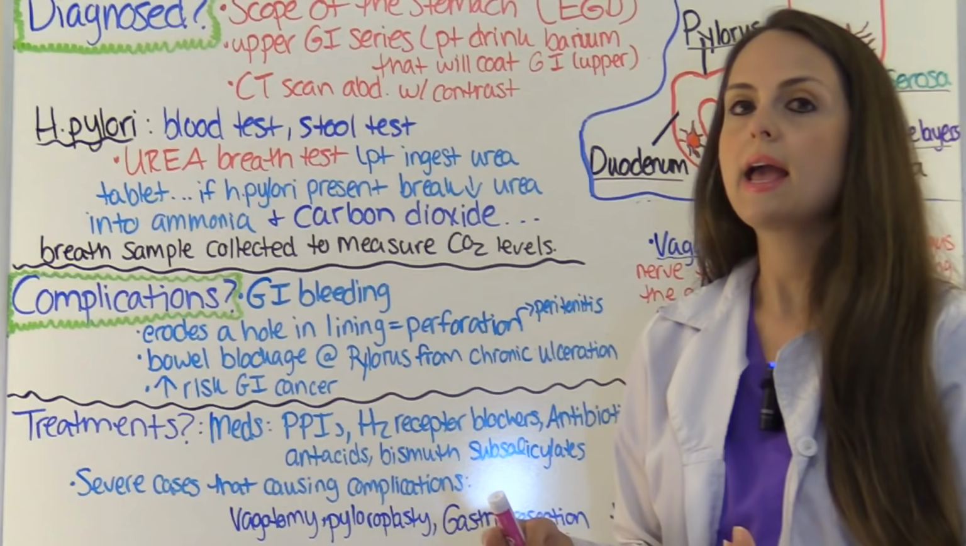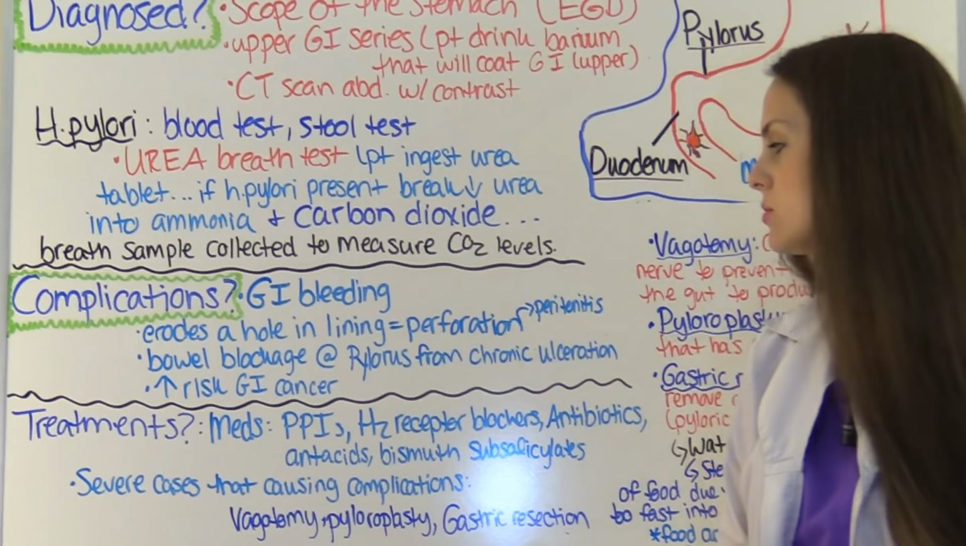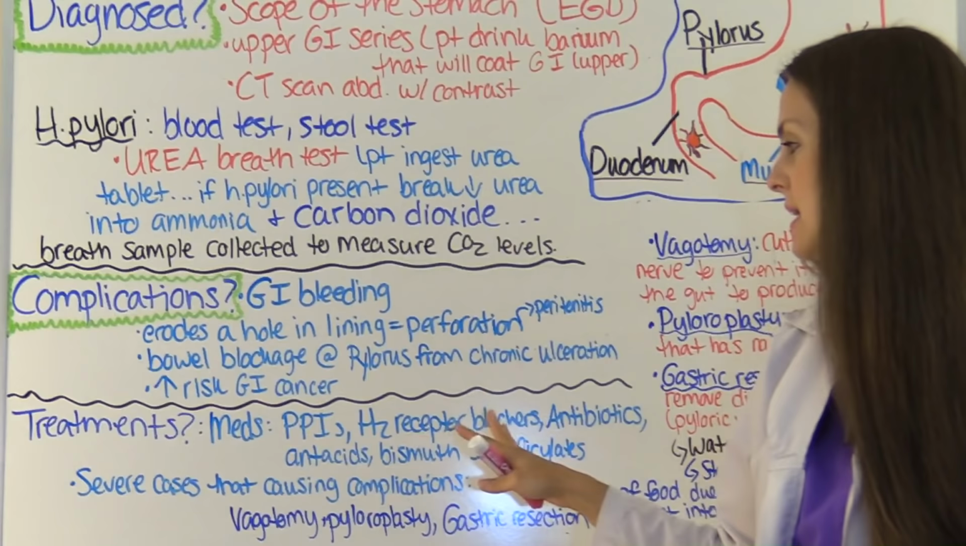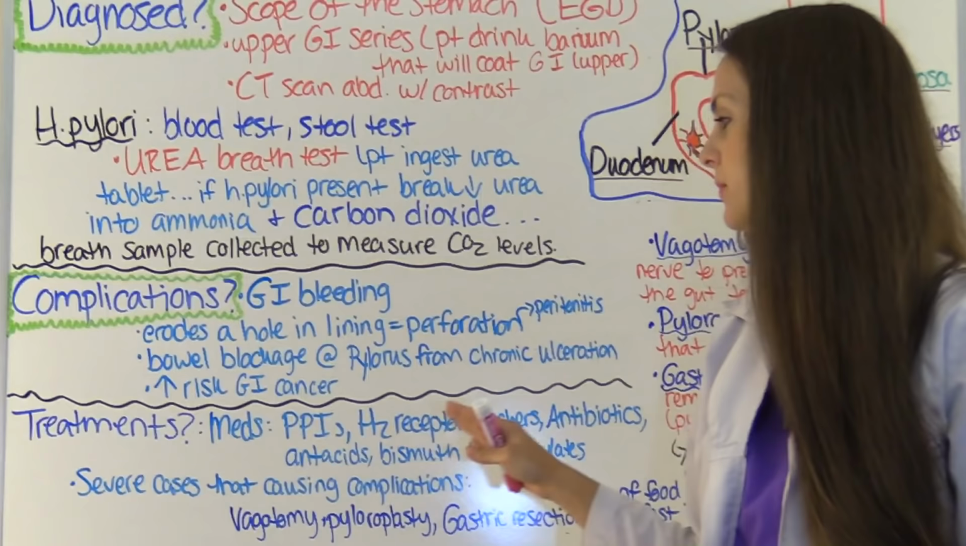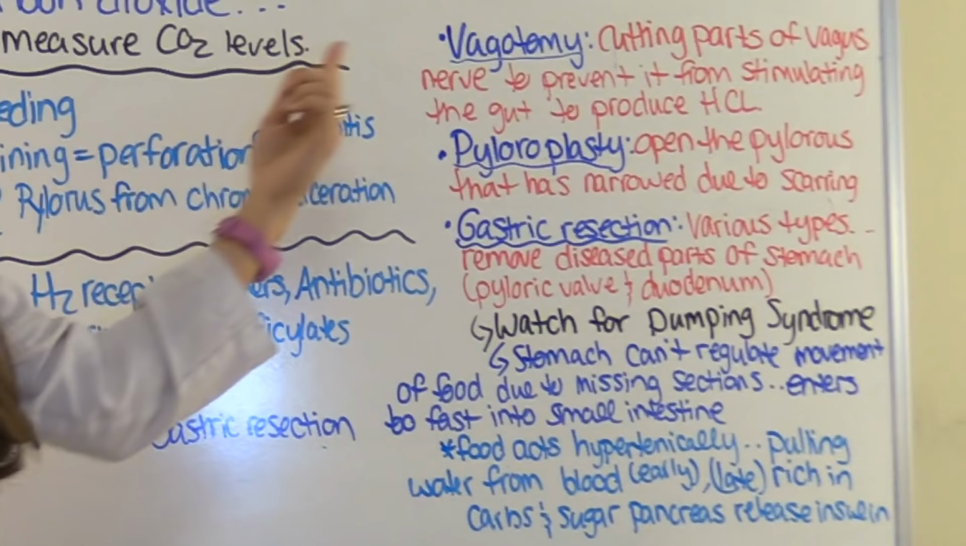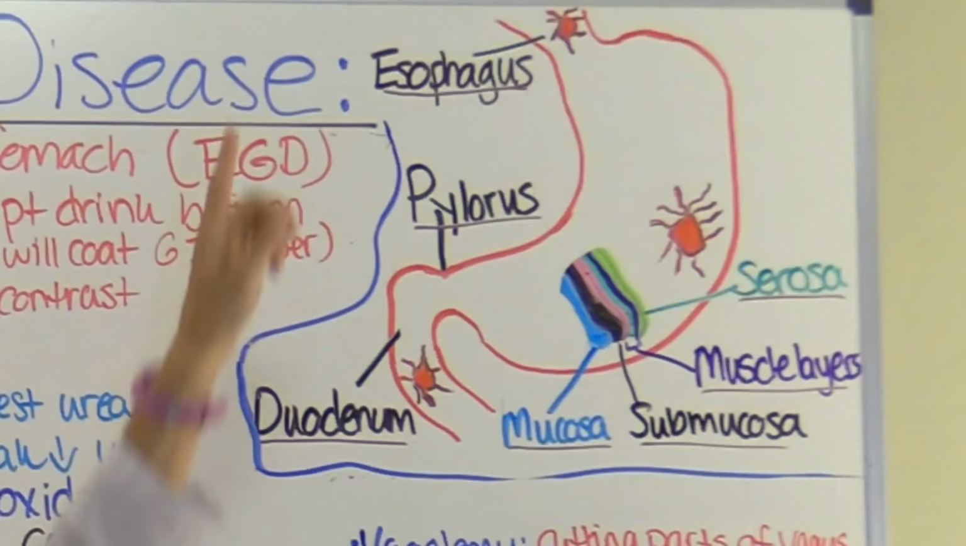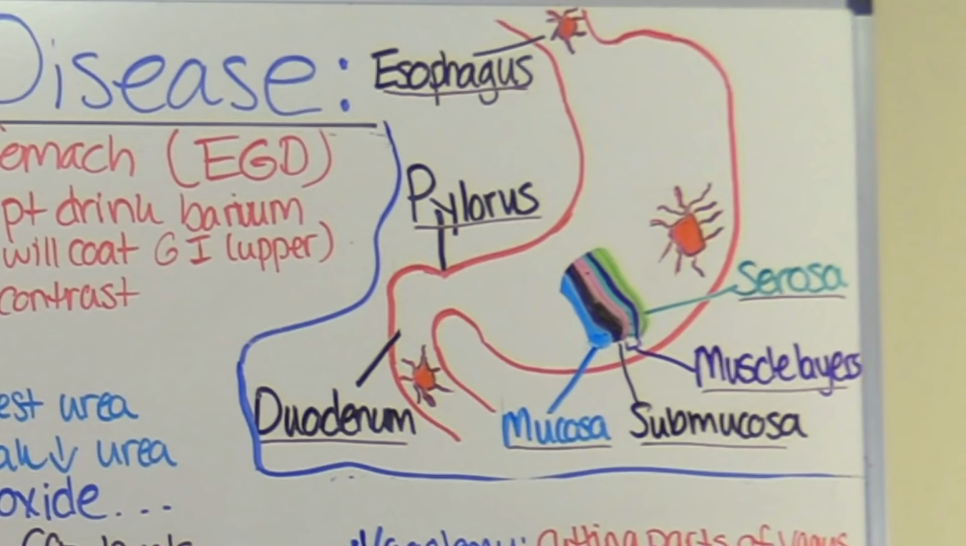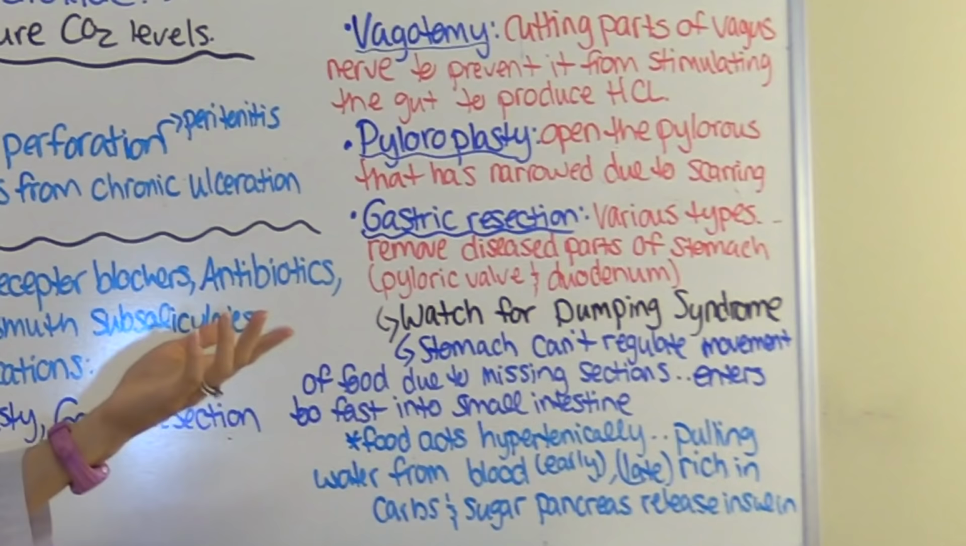Other drugs that are prescribed just for peptic ulcers are H2 receptor blockers, histamine receptor blockers, or antacids. And in part two, I'm going to be going in depth into this and things you have to watch out for as a nurse. In severe cases that are causing complications, the patient may require surgery. One type of surgery is called a vagotomy. This is where they cut parts of the vagus nerve, because the vagus nerve runs down and it stimulates and regulates your stomach's production of acid. They can cut parts of that, and that will prevent it from stimulating the gut to produce HCl, hydrochloric acid.